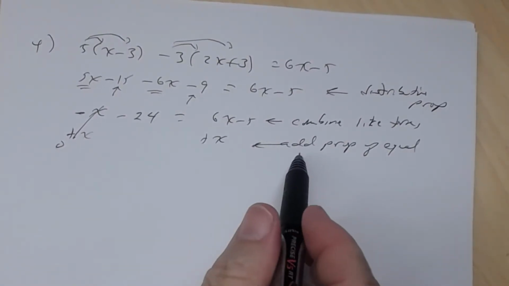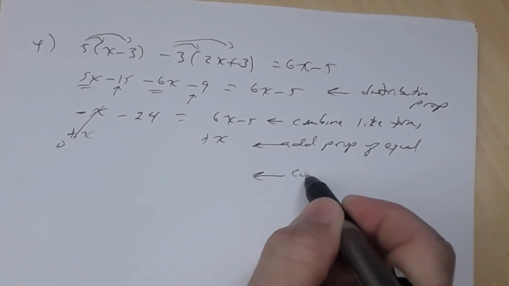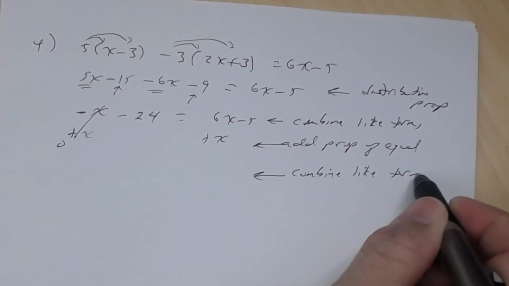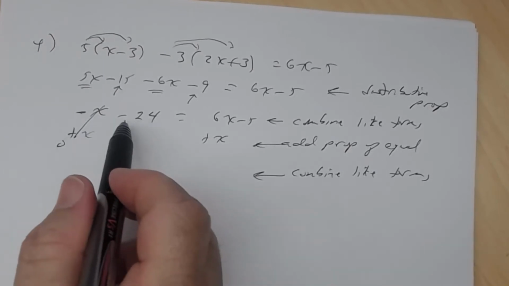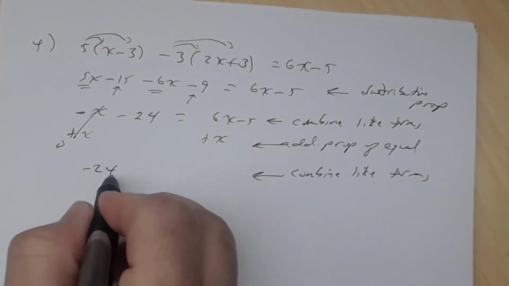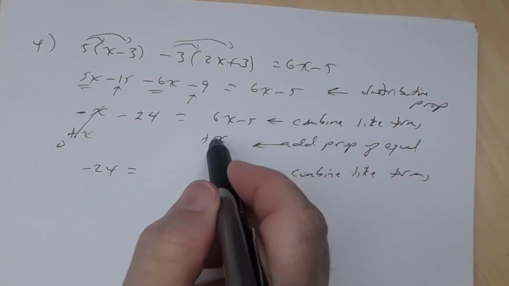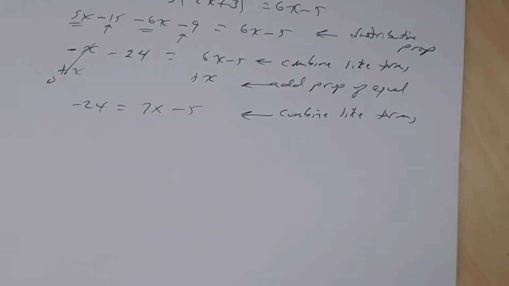Okay, once I do the addition property of equality, that's where you're going to combine like terms. Okay, so negative x plus x is 0, and a negative 24 is a negative 24. So you got to notice that that's a negative 24. 6x plus x is 7x, and then minus 5. So that's where I'm at.